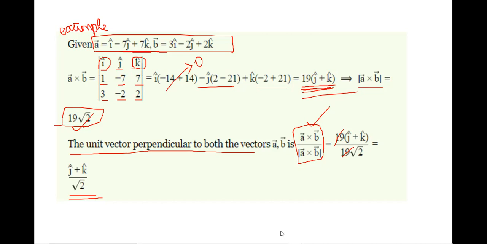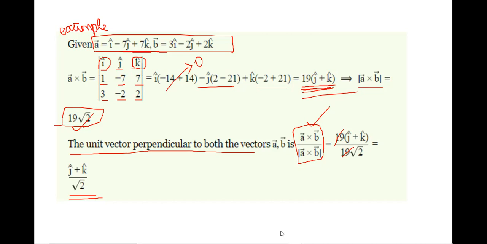Suppose we have the vector 0, 3. Then also it is not a unit vector, because 3 square will be 9, so it is not equal to 1. Suppose we have 0, 1. Then this is said to be a unit vector, because 0 square plus 1 square is 1.